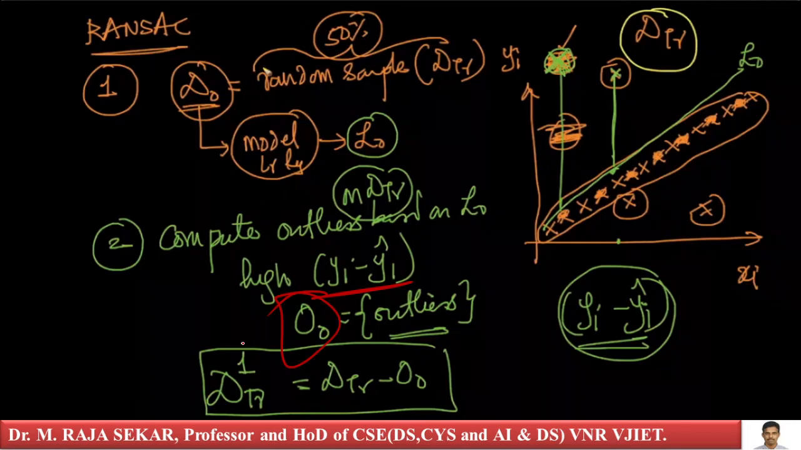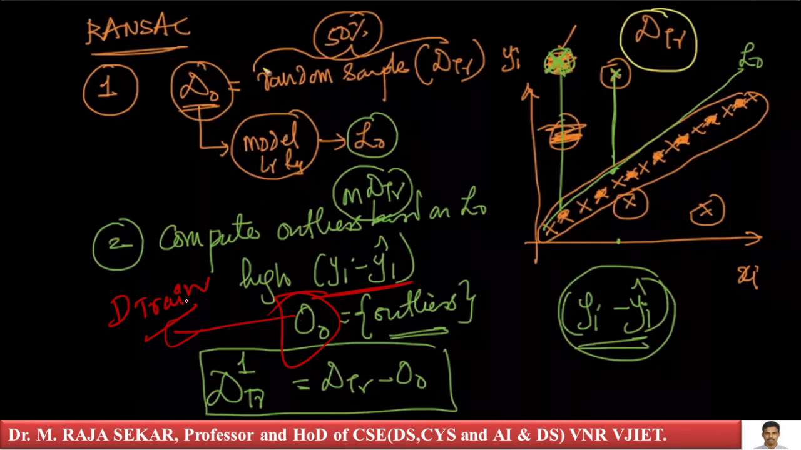Which is the set of outliers that you have from D0. We can compute all the outliers in all the data. We need to compute outliers on the total data D train. Here you are computing outliers on the total data set D train, isn't it? On the total data set D train, compute the outliers. Once you got these outliers, you construct the next data set.